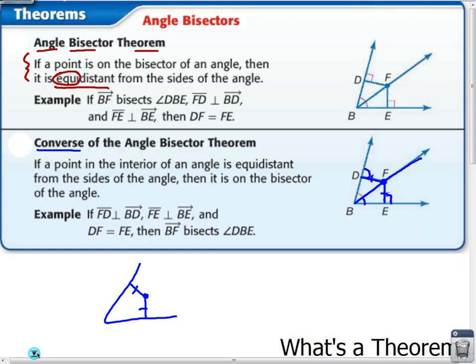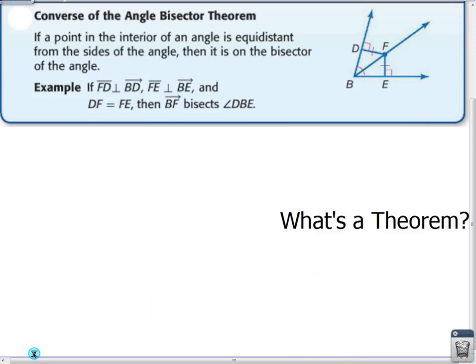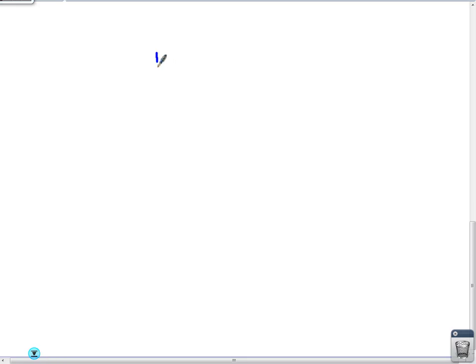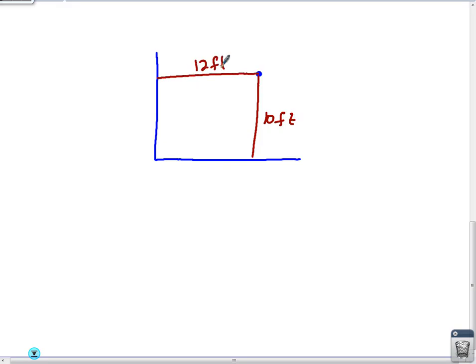So same scenario. Let's say that you're in a room and you're standing, I don't know, let's say right here. And I want to know, am I on the angle bisector? Let's say that I want to know if I looked at where I was at, would I actually be standing on the angle bisector of the corner of the room? But I measure, and I notice that I am 10 feet from this wall, but I'm 12 feet from this wall. Am I on the angle bisector?